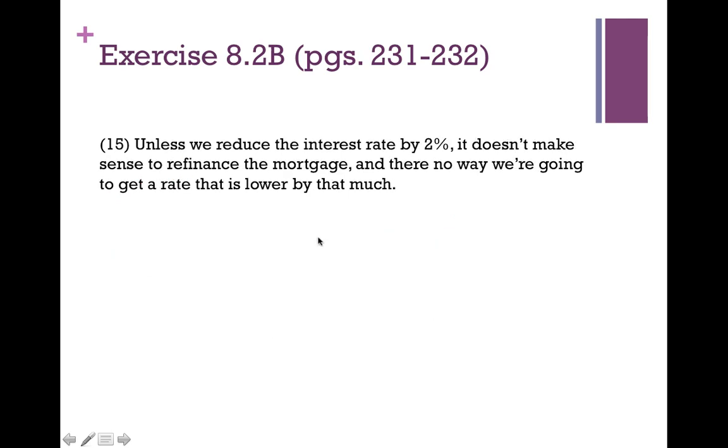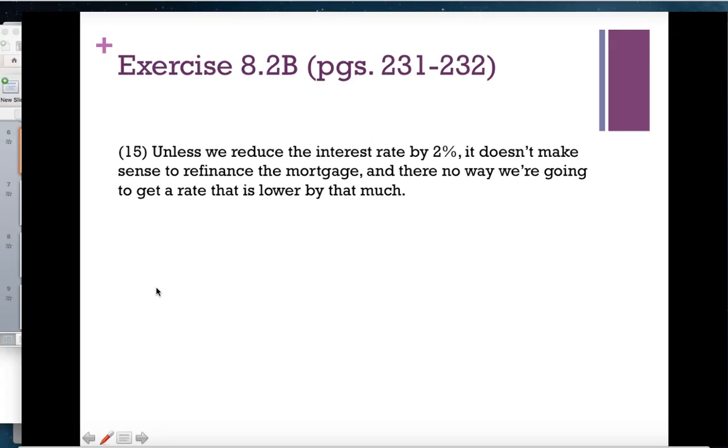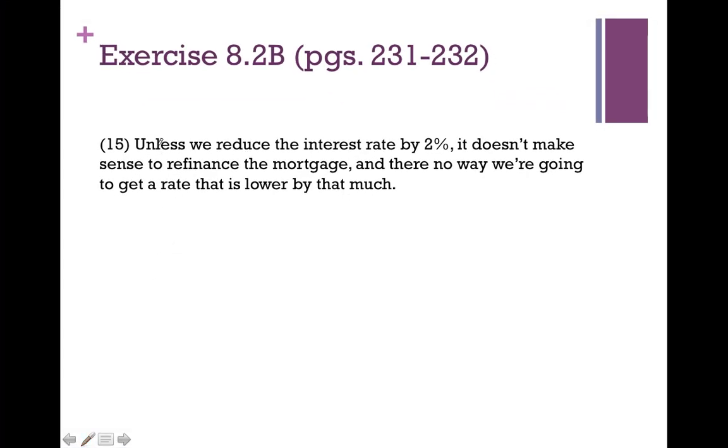All right, number 15. Unless we reduce the interest rate by 2%, it doesn't make sense to refinance the mortgage. And there is no way we're going to get a rate that is lower by that much. So here is a tricky one, because we have one of these non-standard terms for hypothetical propositions.